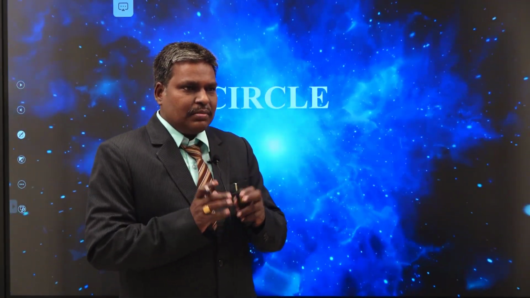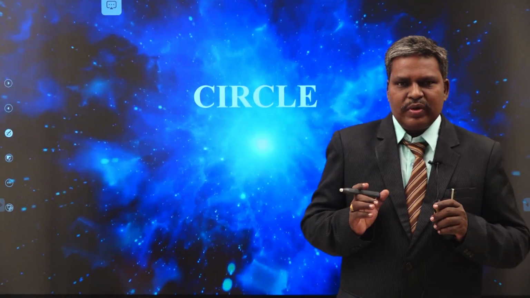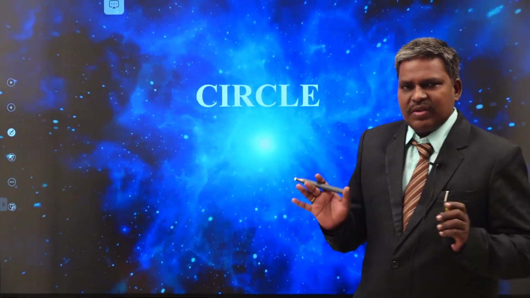At the same time, by looking at the ends of the diameter, we can write the equation of the circle as x square plus y square minus (x1 plus x2) into x minus (y1 plus y2) into y plus x1 x2 plus y1 y2 is equal to 0. This is also another form of the equation of a circle whose extremities are given to you. From that, we obtain that the angle in a semicircle is 90 degrees.